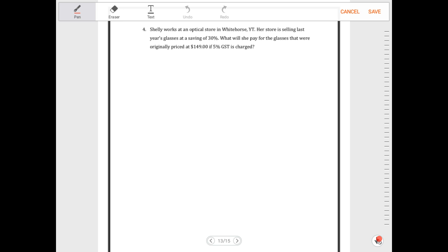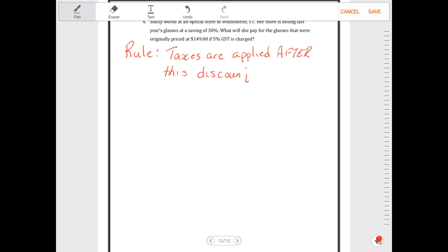So this question is a little bit special because we have a discount, then we have taxes, and you'll be happy to know there is a rule here, and this applies obviously to real life. The rule is this: taxes are applied after the discount. You could calculate it the other way if you want, but that does save a person money. You would rather pay the GST on the discounted amount, not the full amount.